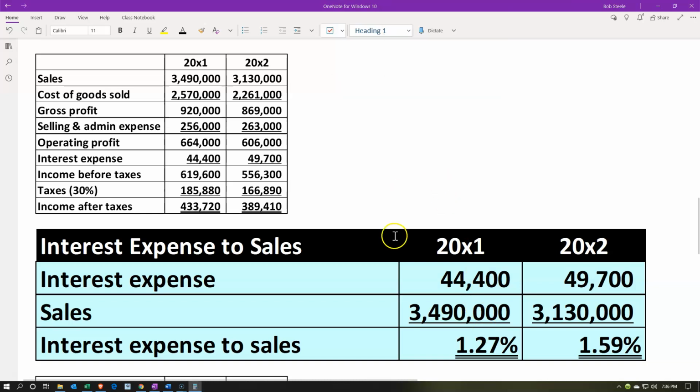And if we compare these two, it's going a little bit higher of a percent in the second year of interest to sales. Now notice the interest went up. It depends on the terms of the loan. It could be possible that the interest stays constant depending on the terms of the loan. It could be possible that the interest portion actually goes down.